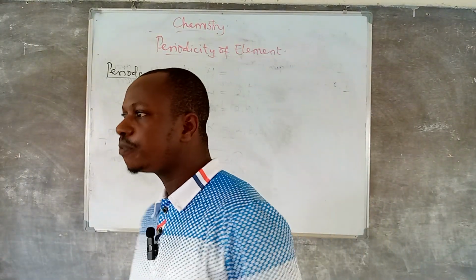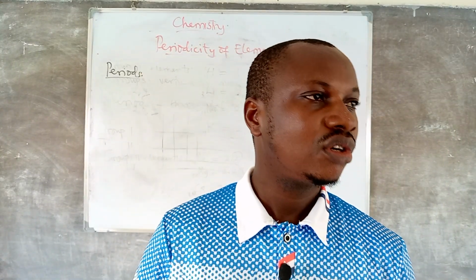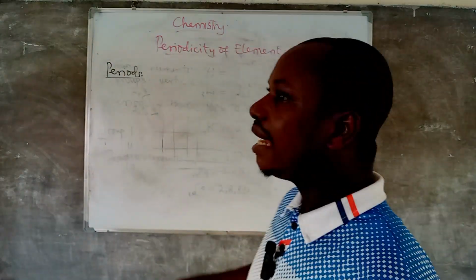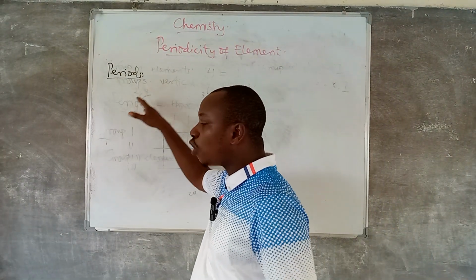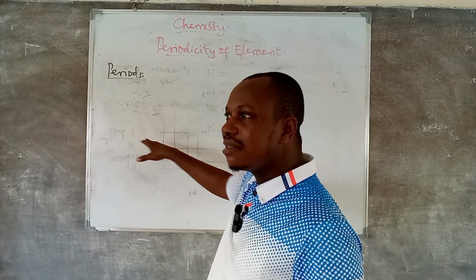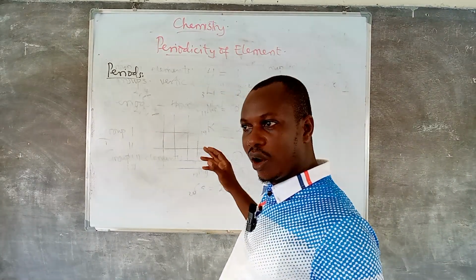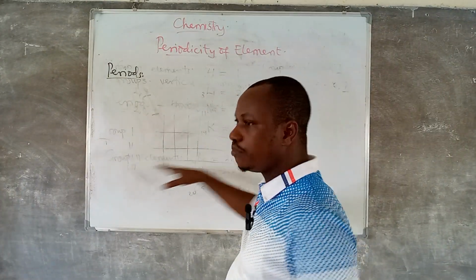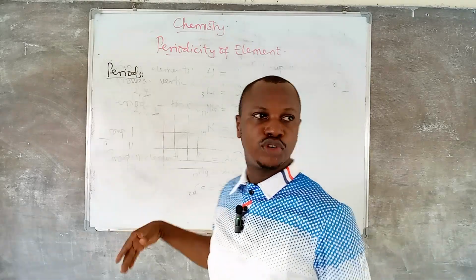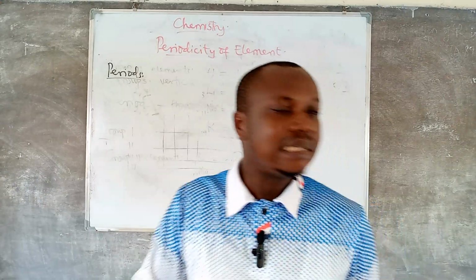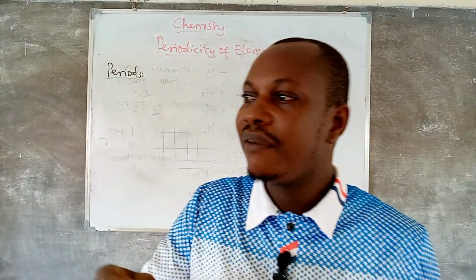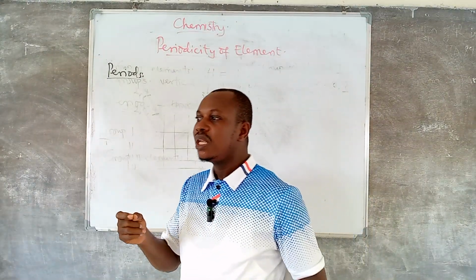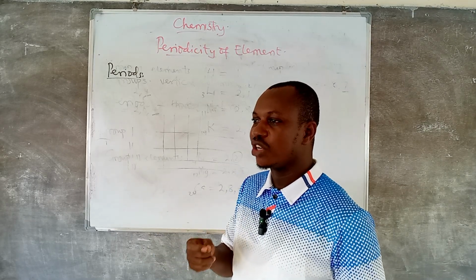We have discussed that elements in the same group all have the same number of valence electrons. Now, elements in the same period, don't forget that a period takes the horizontal row of the periodic table. We have period 1, period 2, period 3, up to period 7. So elements in the same period will have the same number of electronic shells.